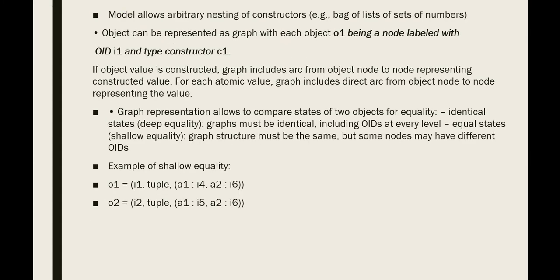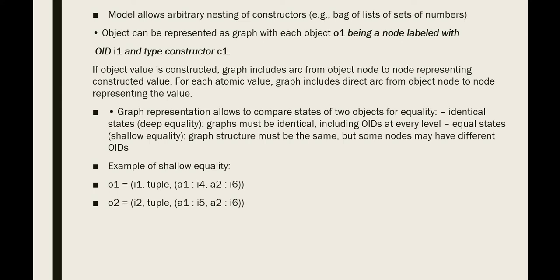The model allows arbitrary nesting of constructors. That means we can have a combination of type constructors. For example, a bag of lists of sets of numbers.